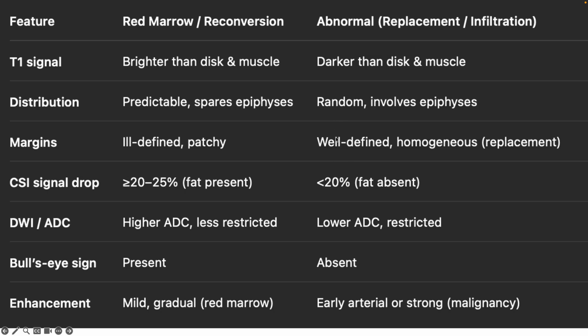I asked ChatGPT to summarize all of these findings from the paper which it has done. And again, the T1 signal darker than disc and muscle is perhaps very important. Also, the distribution in terms of if it involves the epiphysis, which it does in our patient as well. And I'll show you that. And if you have a diffusion study, then restricted diffusion becomes a finding.